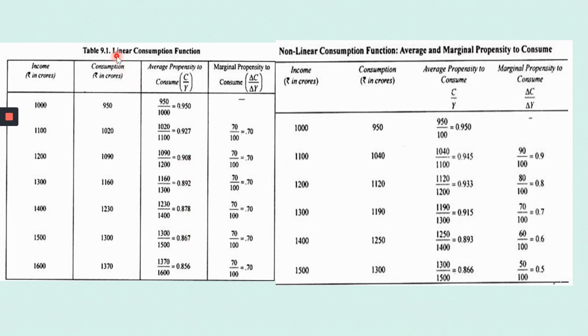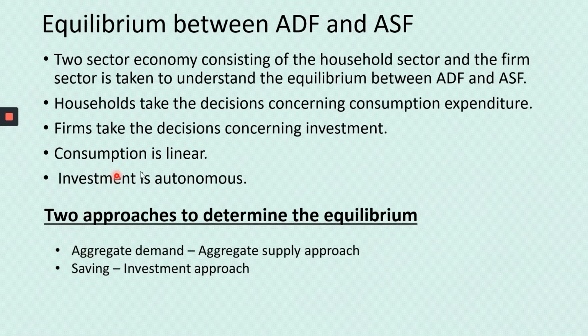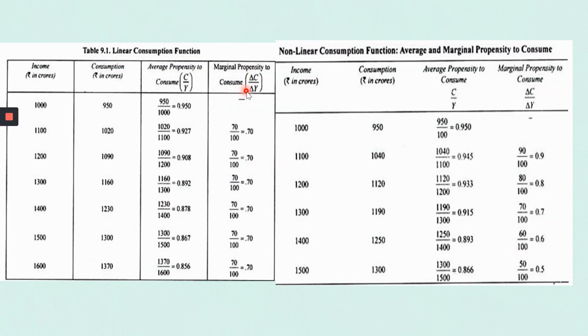If it is a linear consumption function, you have to understand that the marginal propensity to consume will be constant and the average propensity to consume will vary. That is what is given in the assumption. Consumption is linear. So what do you mean by linear? If the marginal propensity to consume is constant and the average propensity varies, then the function is said to be linear. This is how you calculate APC and MPC. You will be learning about this in the fourth chapter also.